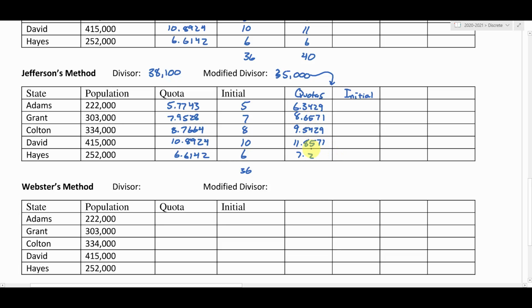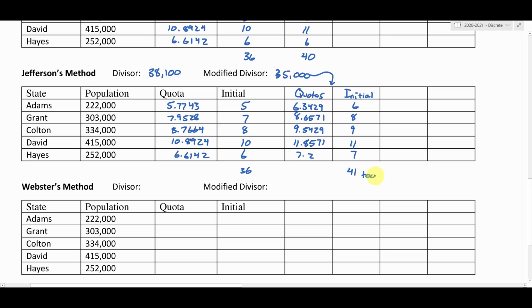All right, so there's my new quotas, and you can see the difference between the old quotas and the new ones based on my modified divisor here. But we're going to do the same thing. We're going to chop off the decimal parts and just take the whole number parts here. So we'll get 6, 8, 9, 11, and 7, and then we'll add those up. And if we do, we get 41.